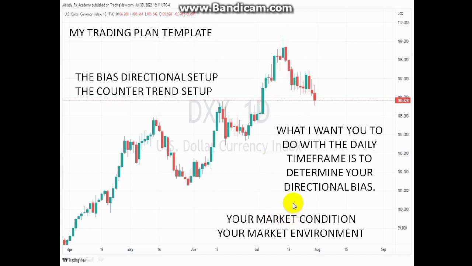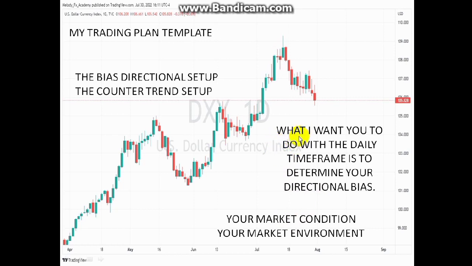So what I want you to do with the daily time frame is determine your directional bias. My directional bias is, of course, I'm having a bullish trend. The overall trend is bullish, but my market condition is retracement, so I'm having a bearish bias in a bullish trend. So you can see both offer different bias. Right now, although I'm bullish, my market condition is on retracement, so that gives me a bearish bias.